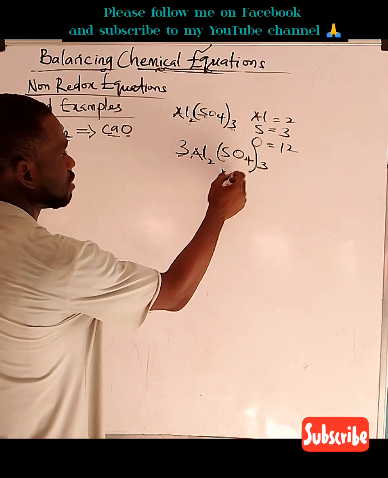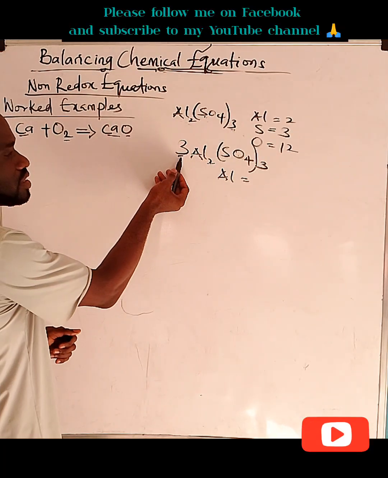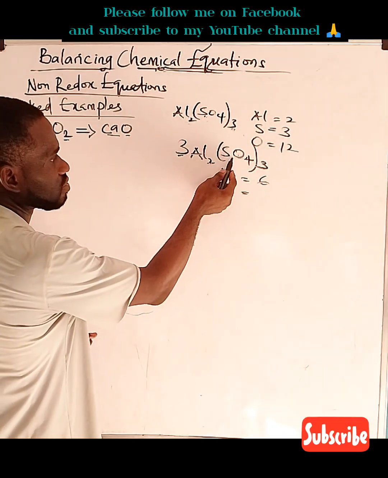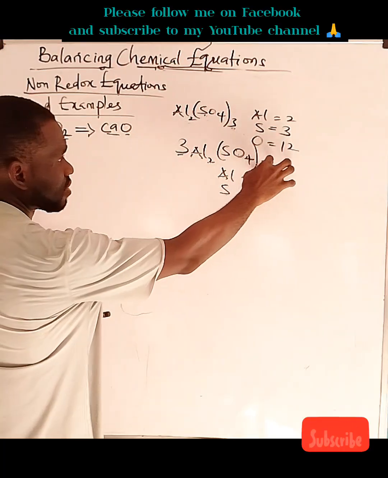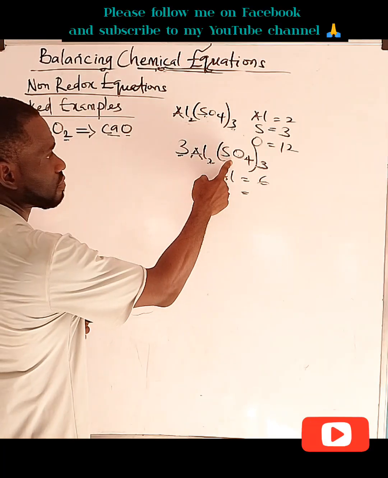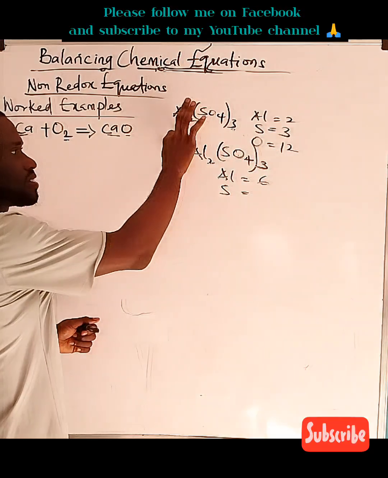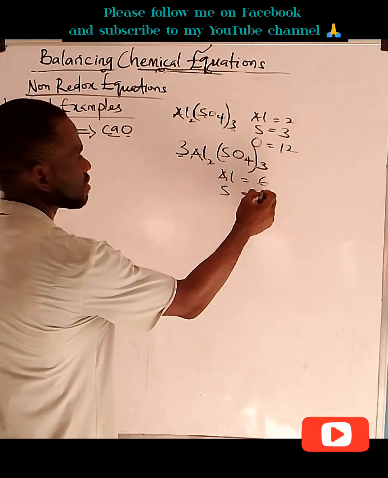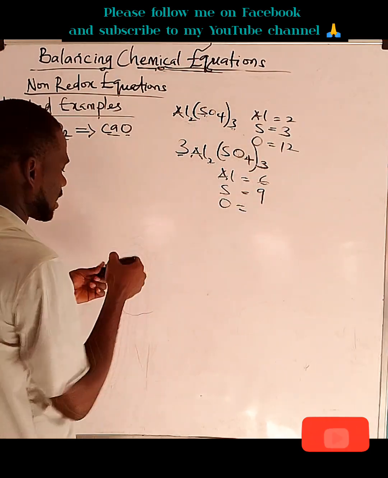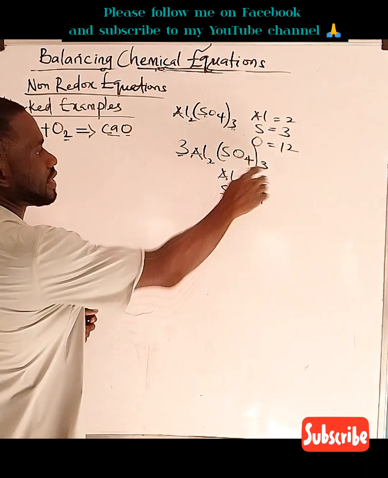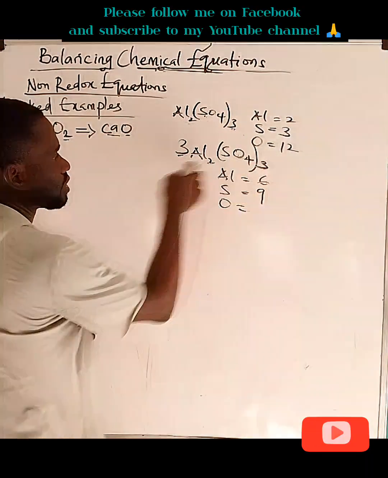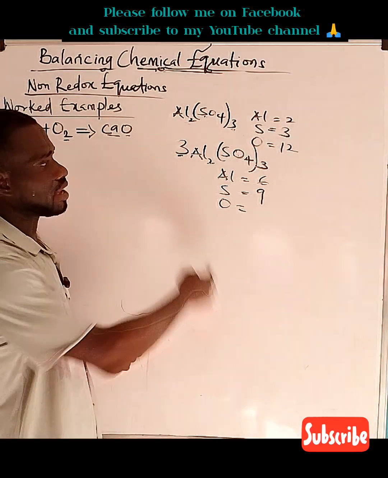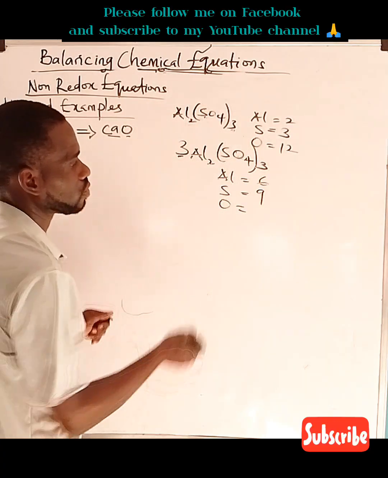So how many atoms of aluminium do I have here? Aluminium naturally is 2. With this general 3 here, aluminium is 6. How many atoms of sulfur do I have here? Sulfur generally is 1. There's a smaller number, the subscript 3, placed here. That makes sulfur 1 times 3, which is 3. Together with the general 3 here, that makes it 9. Then oxygen has 4 atoms. Together with the subscript 3 and the general coefficient 3, we have 3 times 3, 9. 9 times 4 is 36.